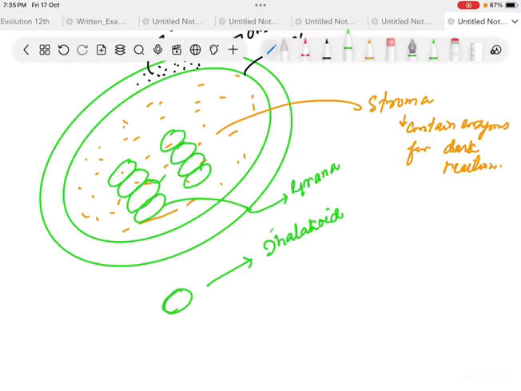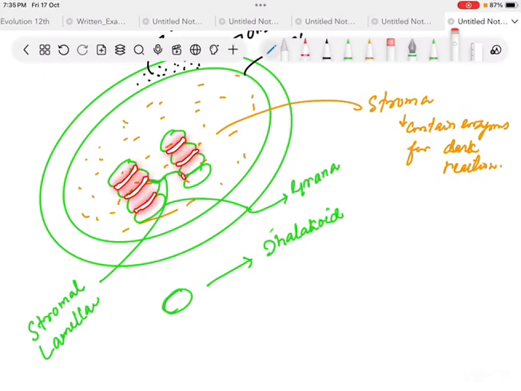Fine. And these grana are also connected with one another by fine thread-like structures, and these structures are known as stromal lamellae. And the chlorophyll is exactly present in between the stacks of thylakoids here. Okay, I'm highlighting it here. In between the sacs of thylakoids, the chlorophyll is present, the green pigment. Fine. And it is this thylakoid where the light reaction takes place. Fine, and these thylakoids enclose a space, and this space is known as lumen.